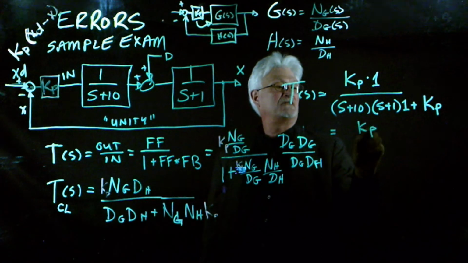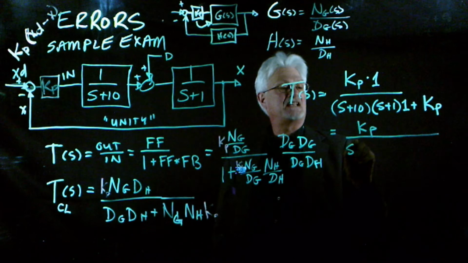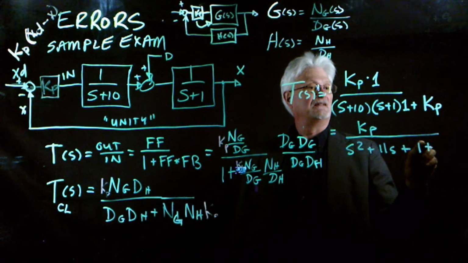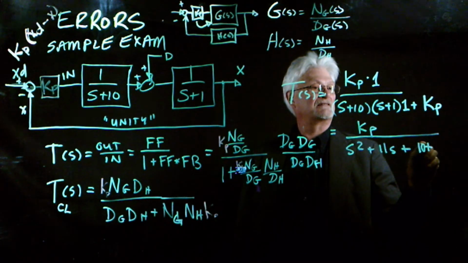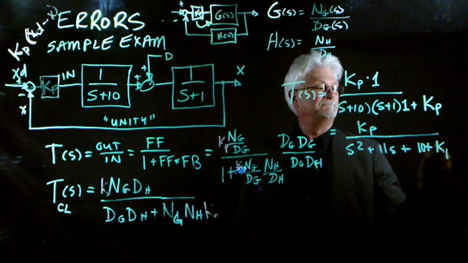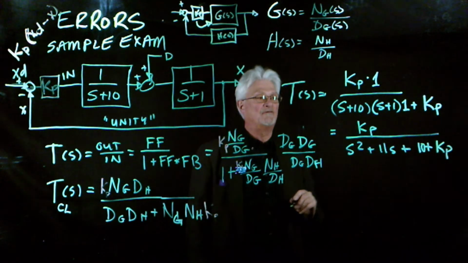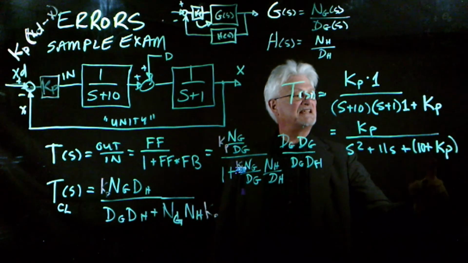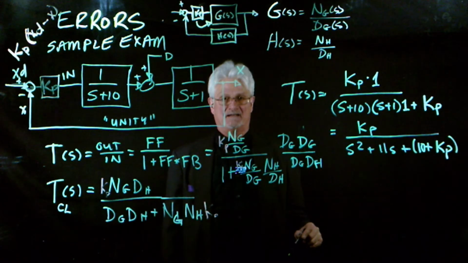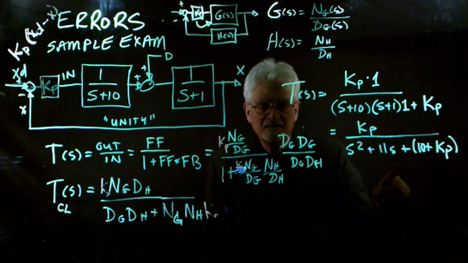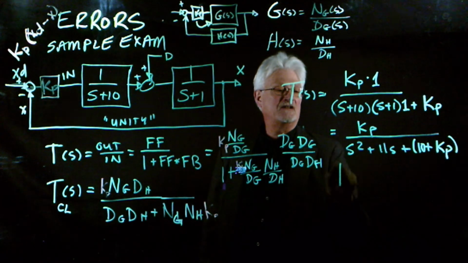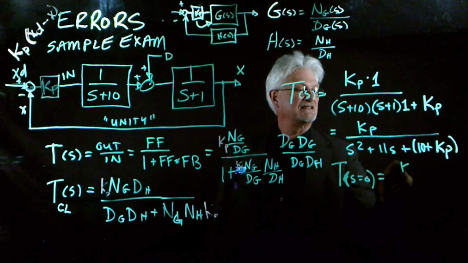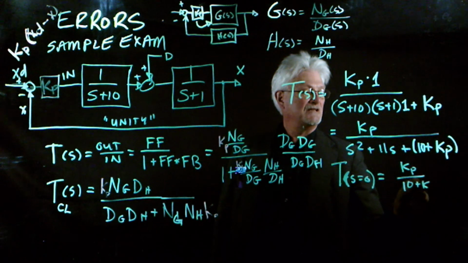So fortunately, we already know what the answer is because we've done this homework assignment. This is s squared plus 11s plus 1 plus 10 plus kp. Right? So that's what the whole thing was. And if we wanted to, we might want to put a little parentheses around here because this is s to the 2, s to the 1, s to the 0. All right. And so if I want to look at what T of s equals 0 is, then that's easy. That's just kp over 10 plus kp.